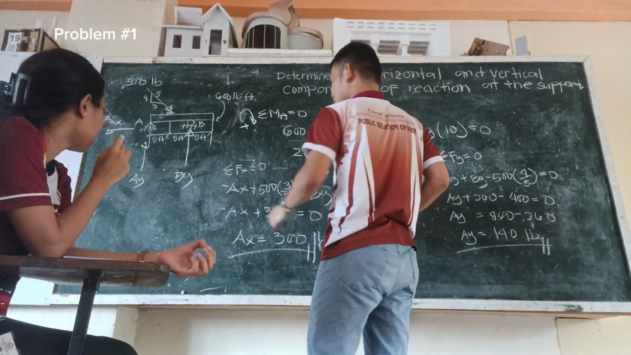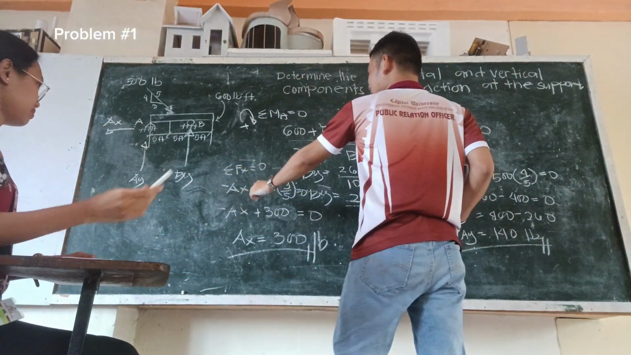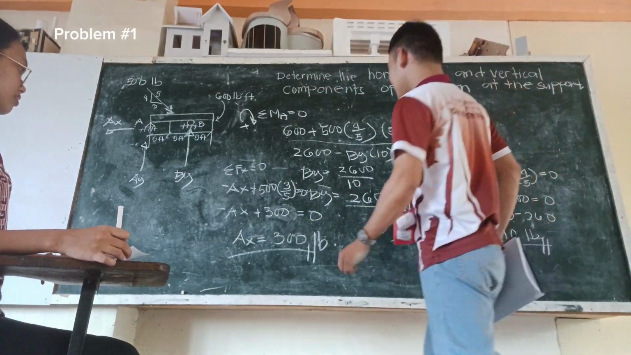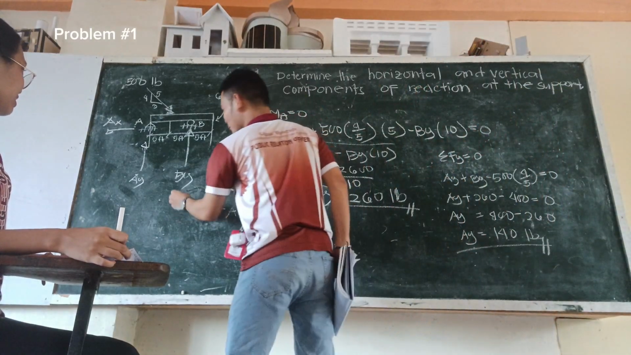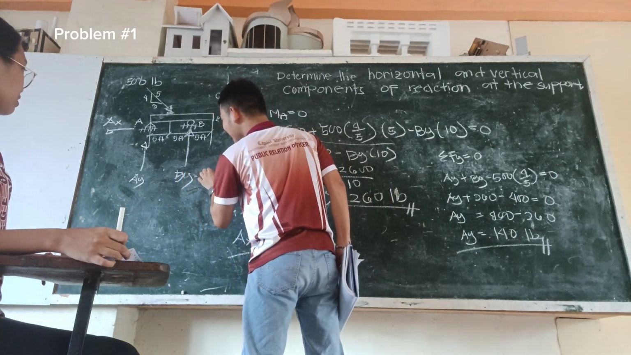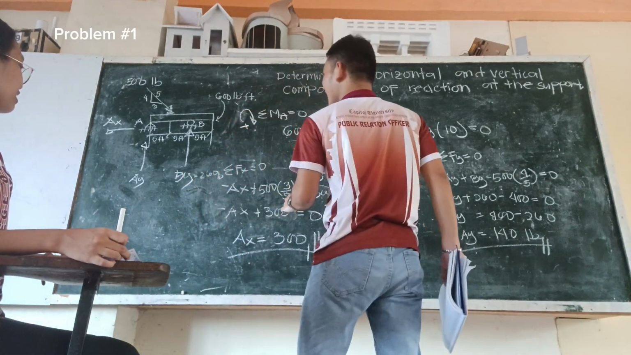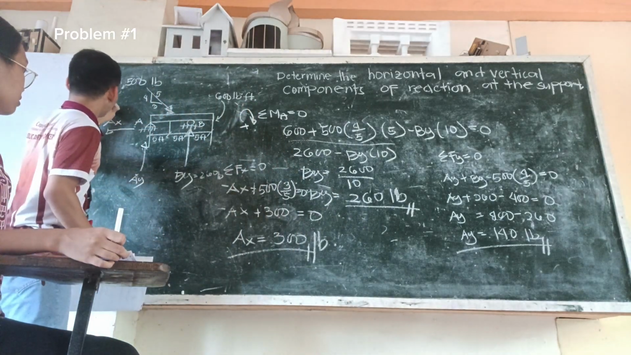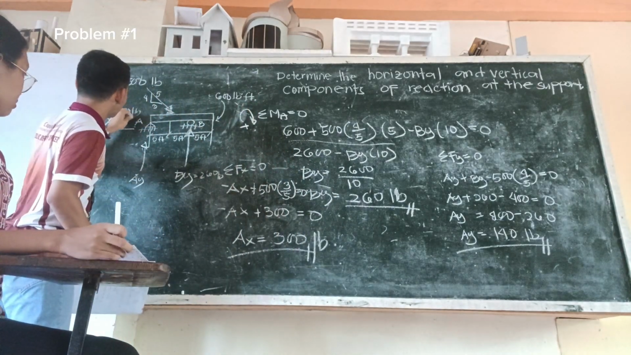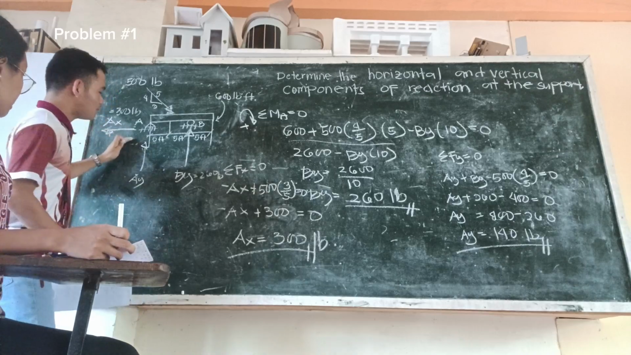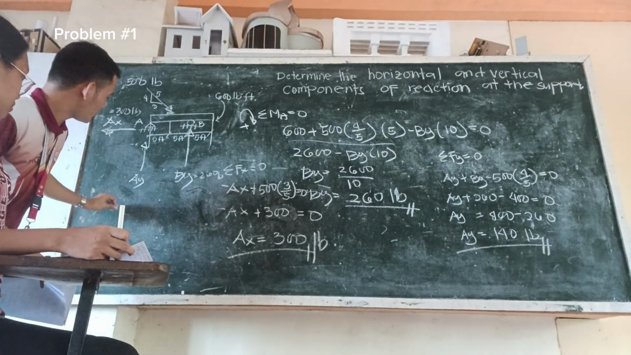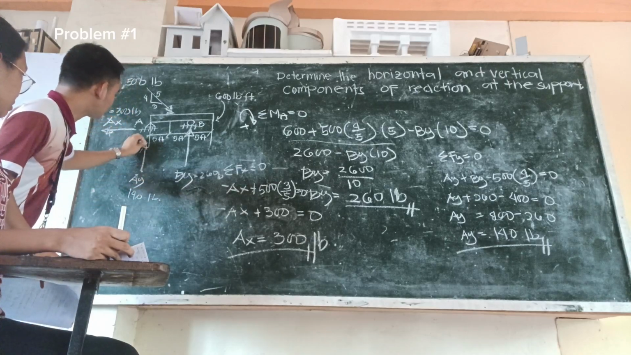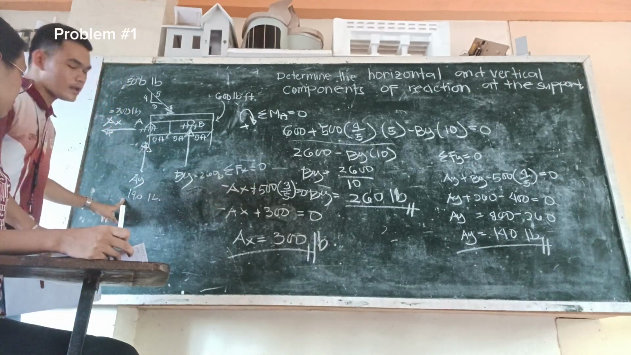For the final figure, we just need to get the values that we got, which is By equal to 260, and the Ax is 300, and the Ay is equal to 140.